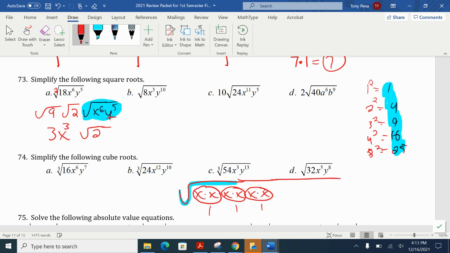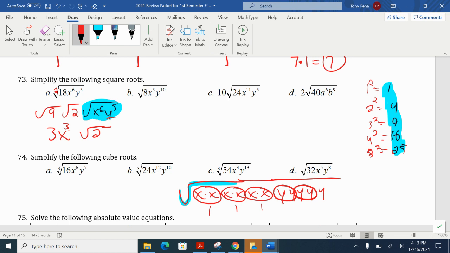We also have these y's. So I have 1, 2, 3, 4, 5 y's. Again, a square root implies I need 2 in order to pull them out. So here's one set of 2's, or one set of y's. Here's another set of y's. So I have 2 complete sets of y's.